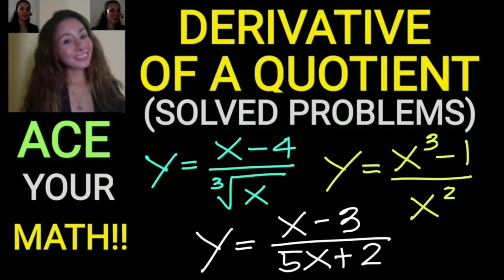In this video, you will learn how to derive some functions using the quotient rule. Let's say we're given this function, x cubed minus 1 over x squared. Again, let's recall the quotient rule.